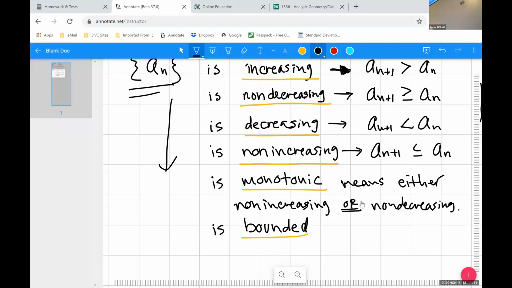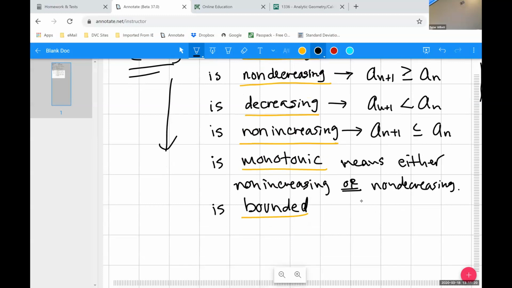Okay, so what does it mean to say that a sequence is bounded? Let me write the language in the statement, and then we'll see if it makes sense for us. So here's the language in the shortcut notation that nobody will like. Backwards E means there exists an M such that the absolute value of a sub n is less than or equal to M for all n.